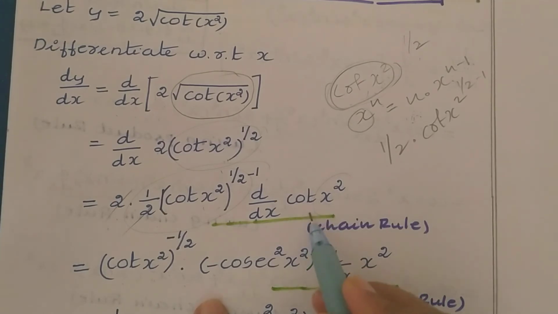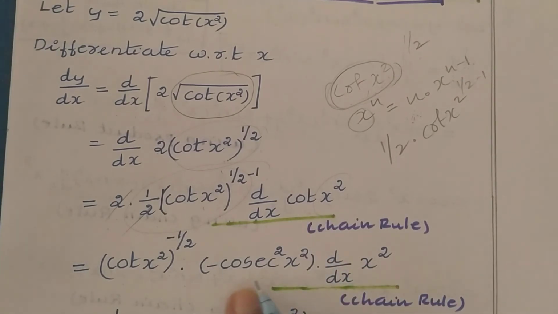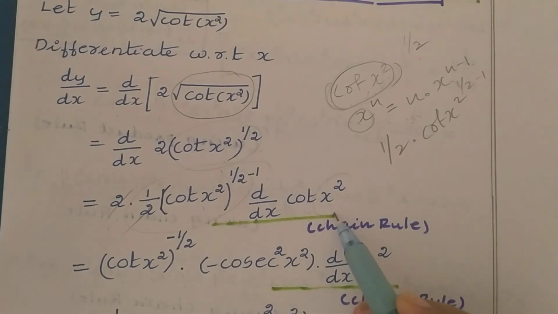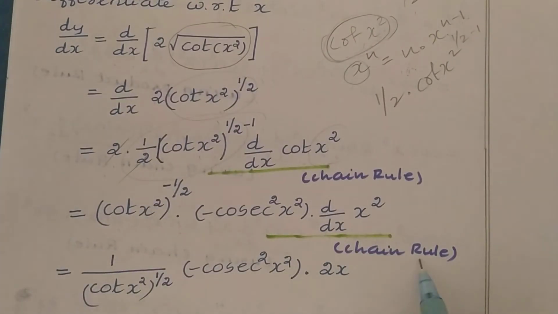So we can write the derivative of this as minus cosec square x square, and then again further this is a composite function, so you have to find the derivative of this. So d by dx of x square, that is by applying the chain rule. Then again this minus half we have, power value is minus, so we can write this as 1 by cot x square to the power half, then minus cosec square x square. Then derivative of x square is nothing but 2 into x to the power 2 minus 1, that is 2x.